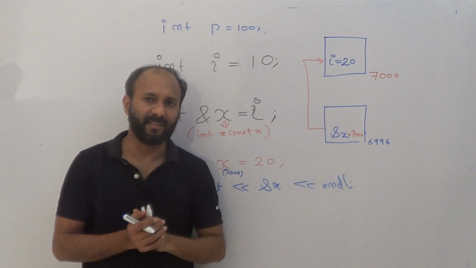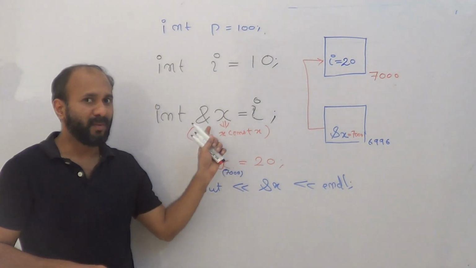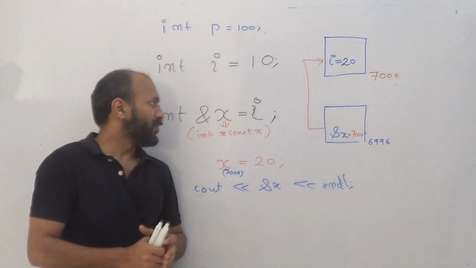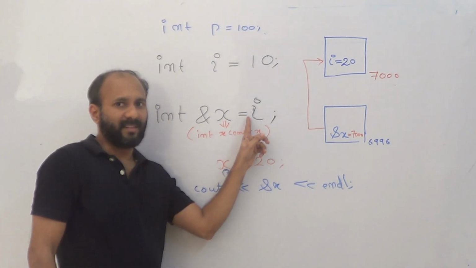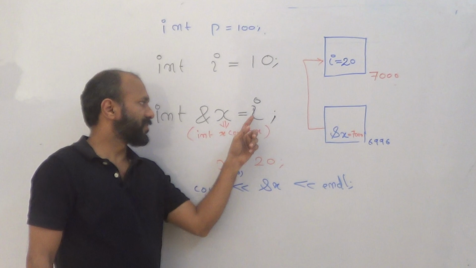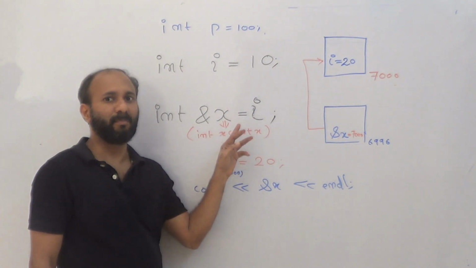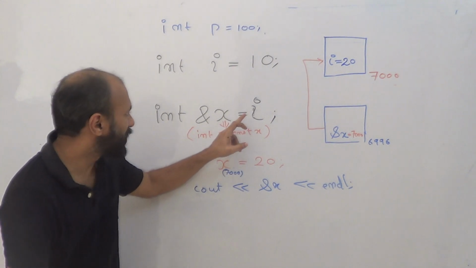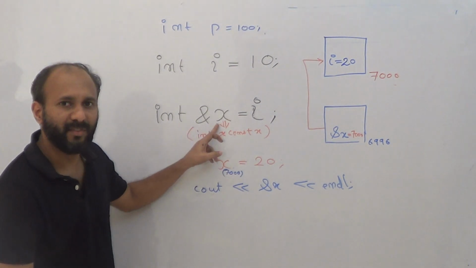Those are the differences. Now, a reference variable is nothing but, internally, a constant pointer. The user has no need to take the address, and the user doesn't have to pass it into the reference variable. The compiler will internally take the address and pass it into the reference variable.